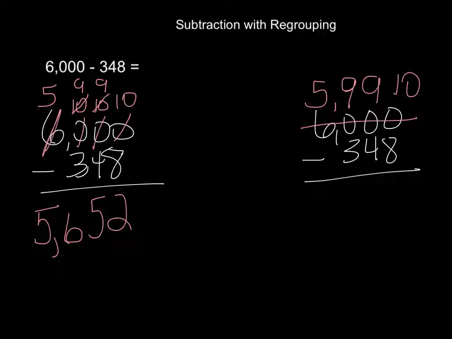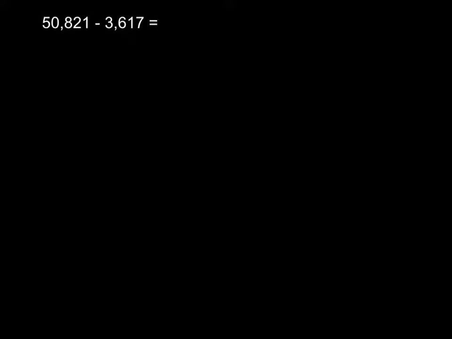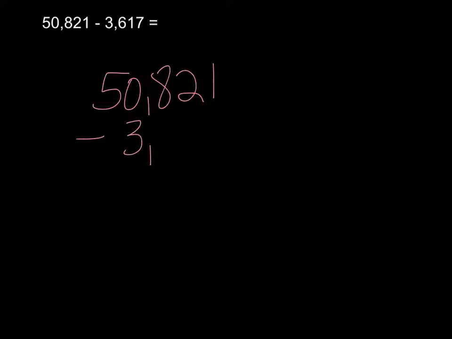Did we do anything differently? Yeah, we thought differently. But in the end, we end up with the same difference. In a problem like this, it doesn't really matter which way you go. Whichever way makes the most sense to you. What if we look at it? So here we have 50,821 take away 3,617, and we're ready to go to town.